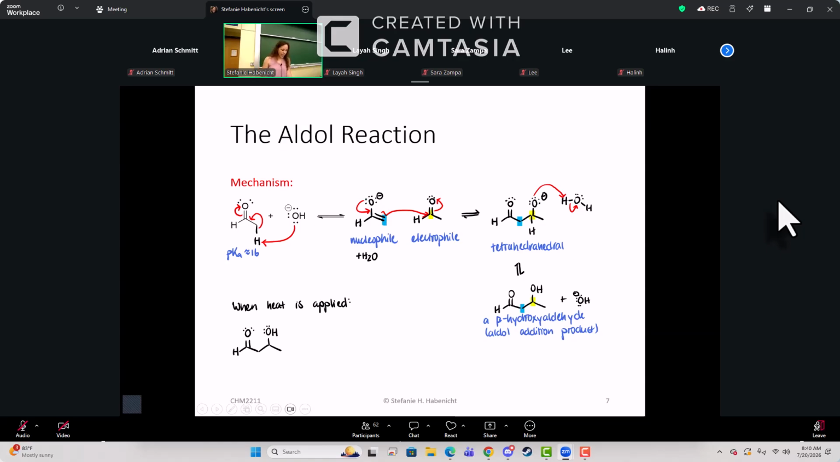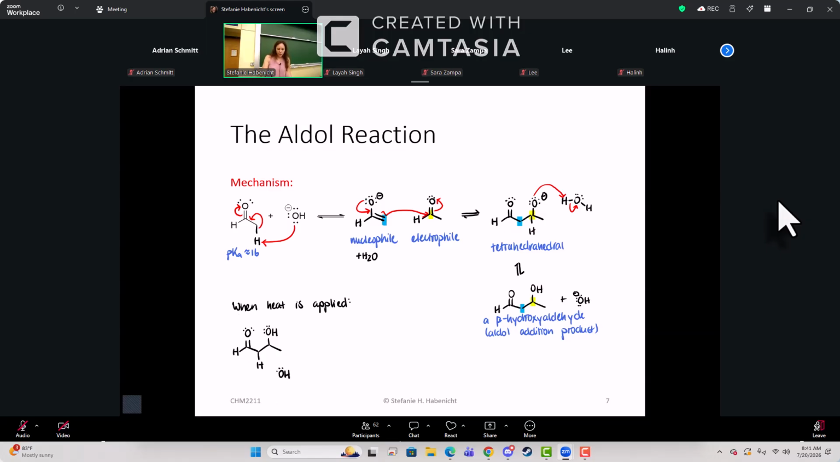All right, so when heat is applied, dehydration occurs. How does this dehydration occur? We do want to eliminate water by getting rid of this hydrogen atom and getting rid of this hydroxyl group. These effectively make up the water molecule that is being eliminated, but again, how is that eliminated?